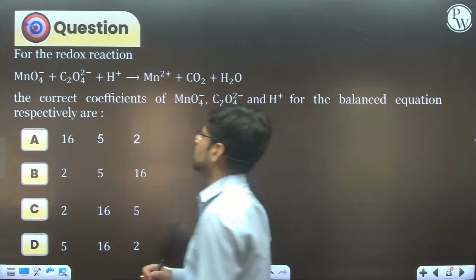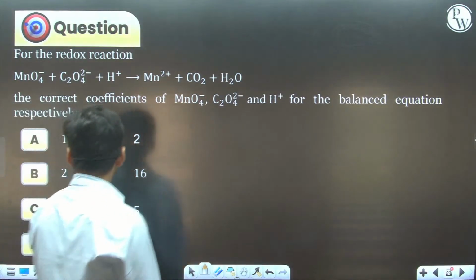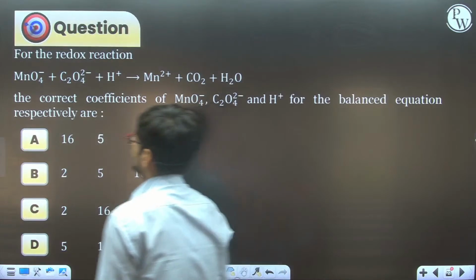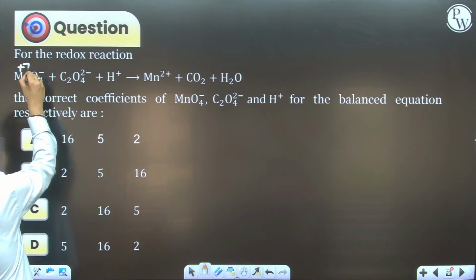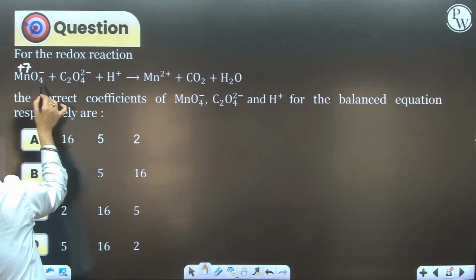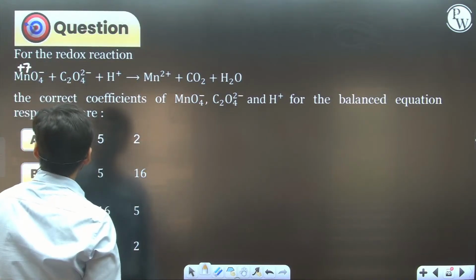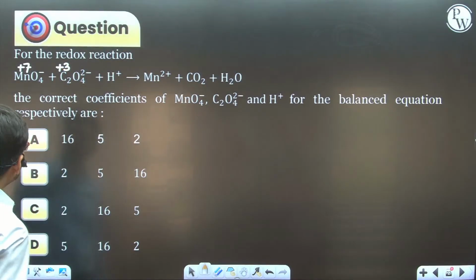Next one. The correct coefficients. Very simple. We have to balance this reaction. H plus means it's acidic medium. So the simple way to balance is using the N factor. Let's find out the N factor. Oxidation state of manganese is plus 7 in MnO4 minus, and here it's plus 2. So N factor of MnO4 minus is 7 minus 2 into 1, modulus, so 5. N factor of C2O4 2 minus, what is it?